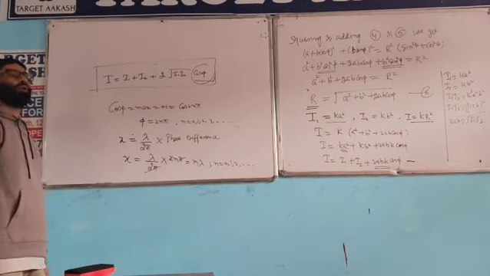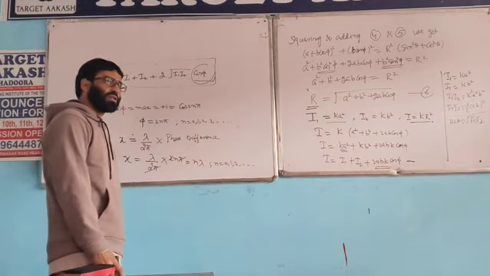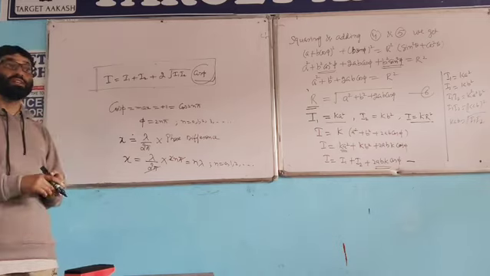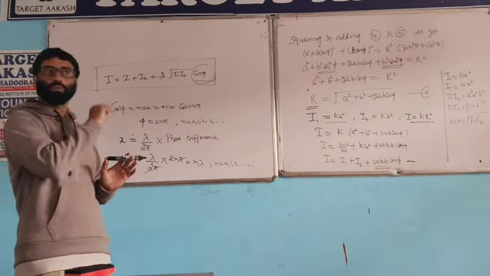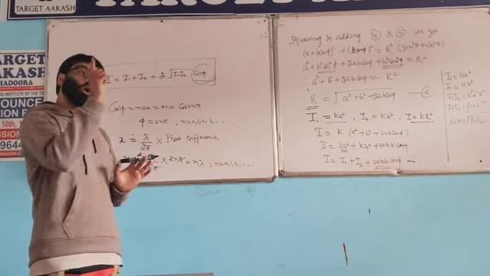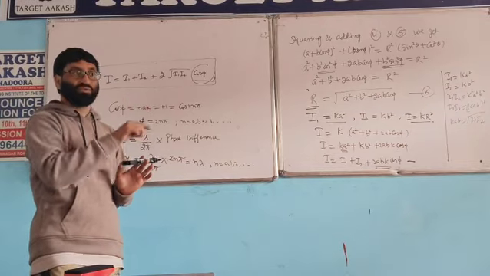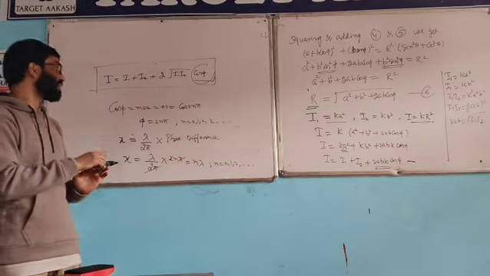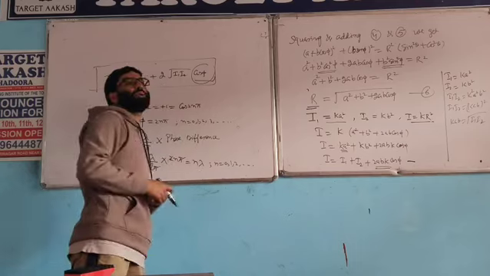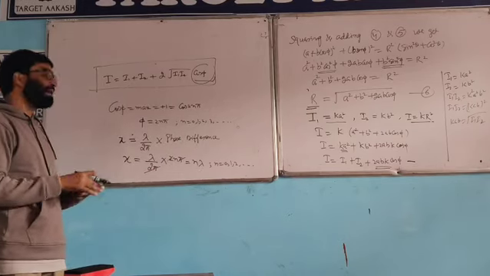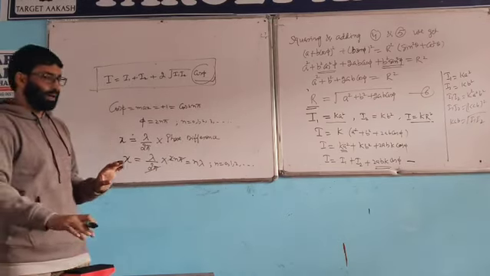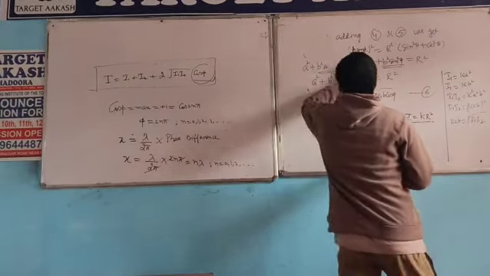So, when you obtain a constructive interference, either the phase difference is an even multiple of pi, or the corresponding path difference is an integral multiple of lambda. Isn't it? Are you getting it?